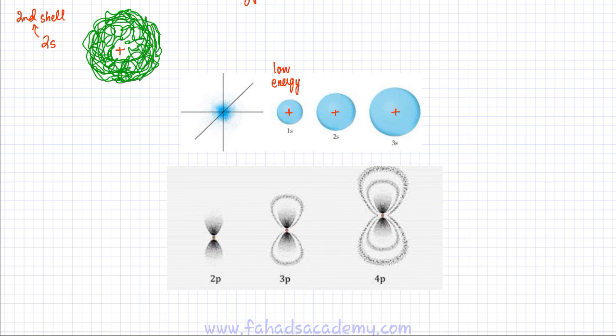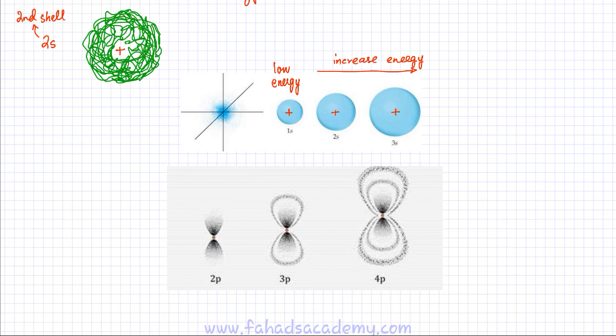Similarly, this is the 3s orbital, which means the electron is now in the third shell. It's even more energetic, so the probability of finding the electron is now further away from the nucleus. The orbital size keeps on increasing as the shells increase. As you move to the right in this diagram, the energy of the electron is increasing. There's more and more energy, so the electron is going to occupy a much bigger area.